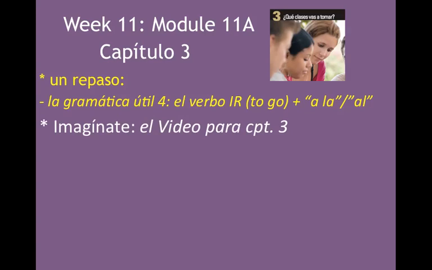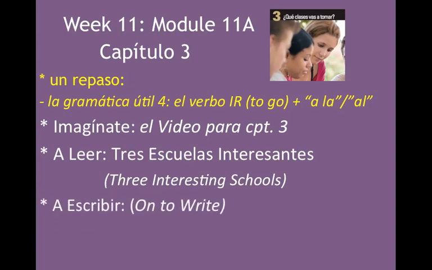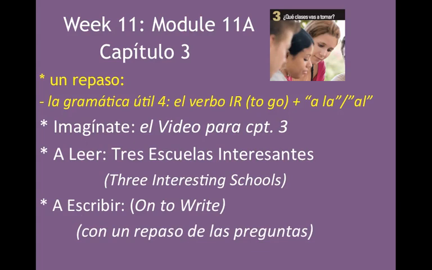El video. On to leer, on to read. Tres escuelas interesantes, three interesting schools. And it has to do with schools on las tres islas del Caribe. Finalmente, a escribir. We'll take a look at the writing task for this final homework for capítulo 3 with a review, un repaso de las preguntas.